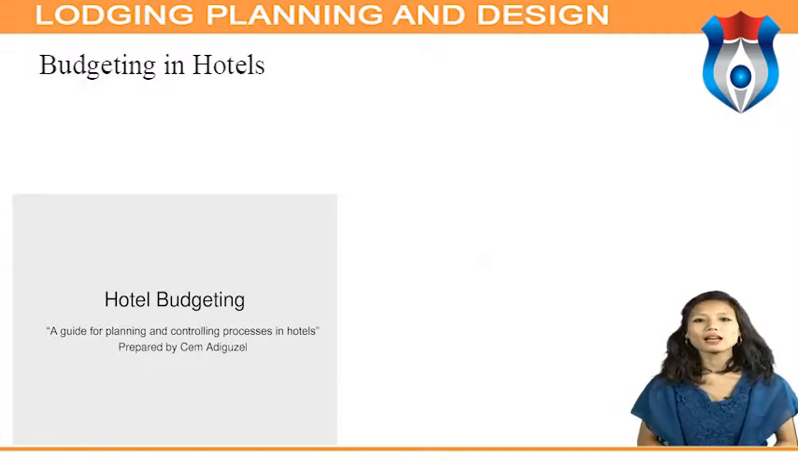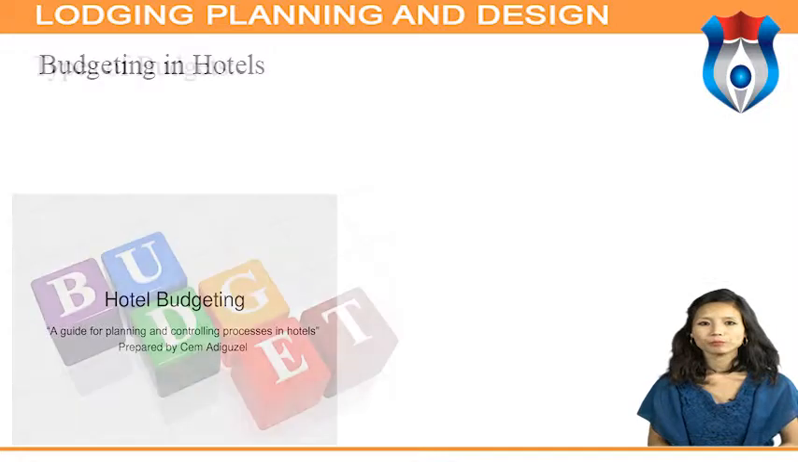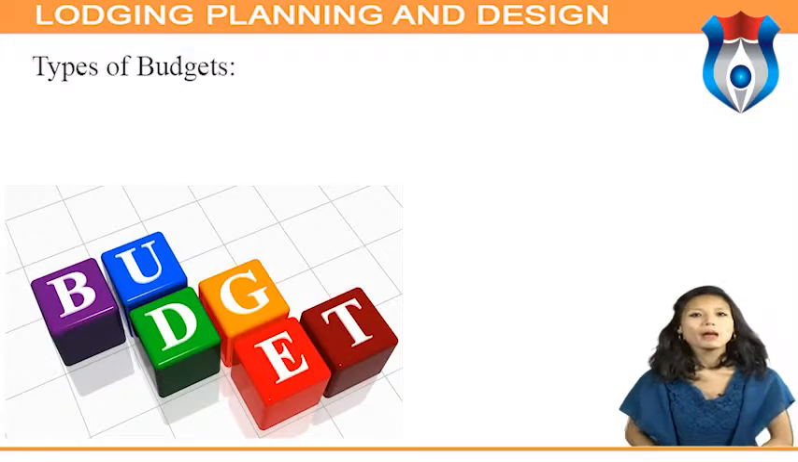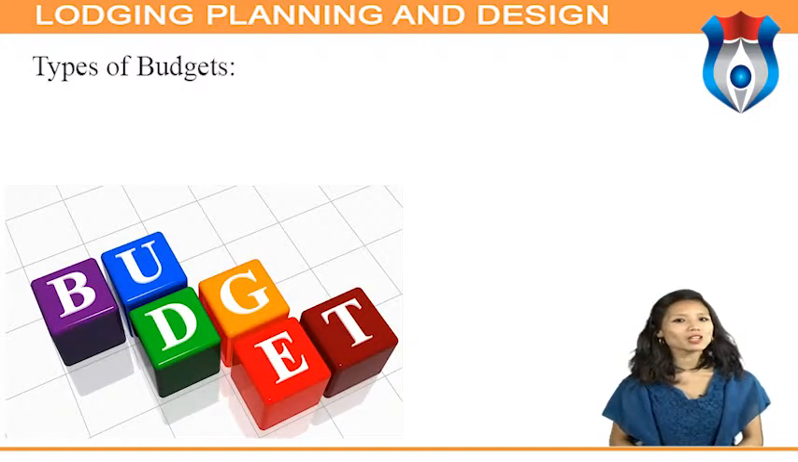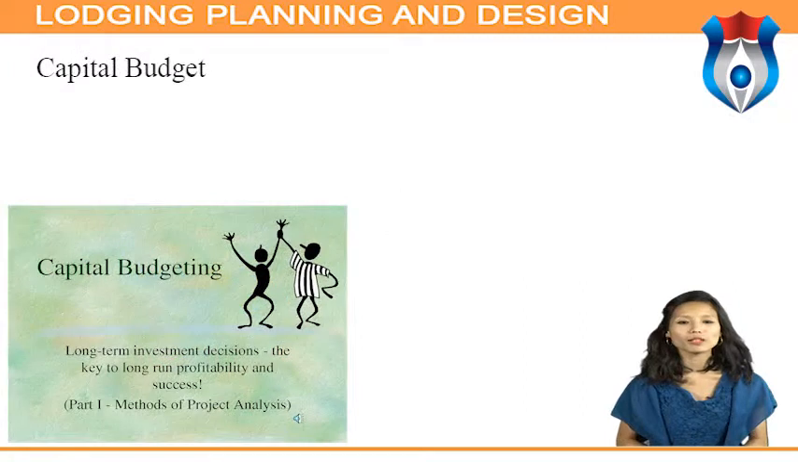It can be said that a budget is an instrument used by management for controlling and directing activities, especially purchasing activities. Types of budget. Budgets may be of different kinds based on the type of expenses involved, the departments, and the flexibility of expenses. Capital budget.